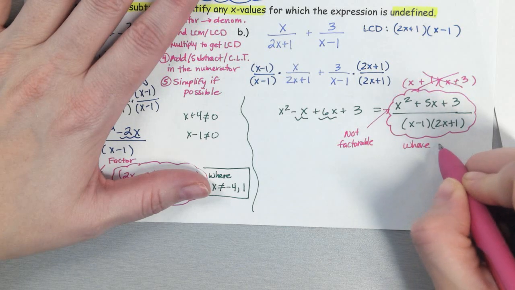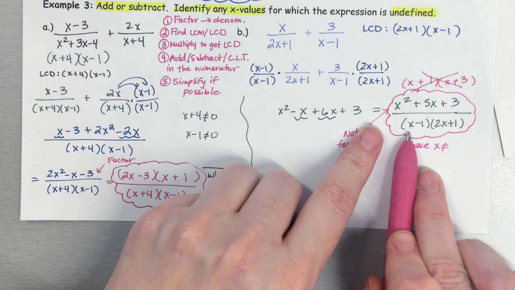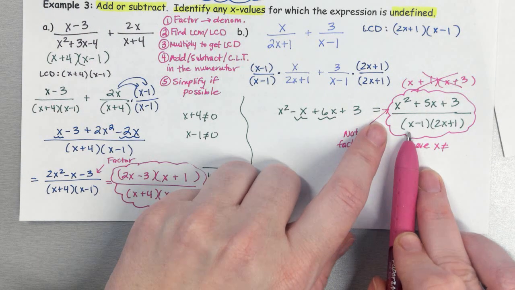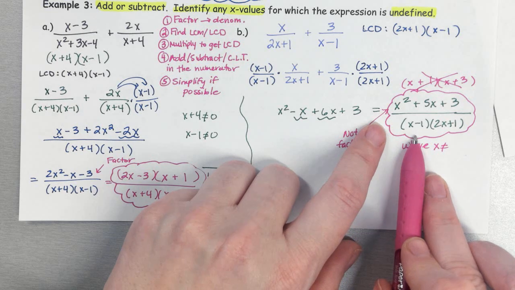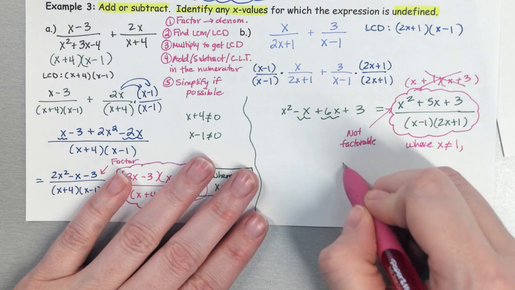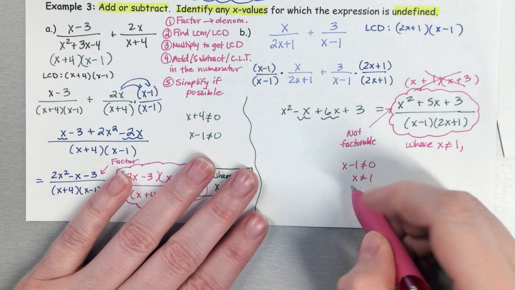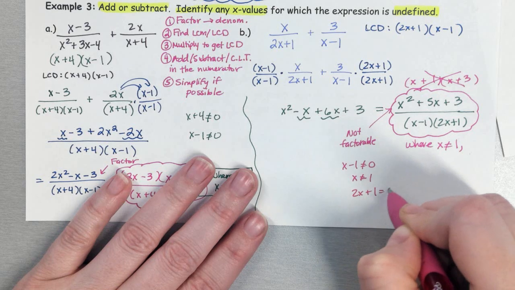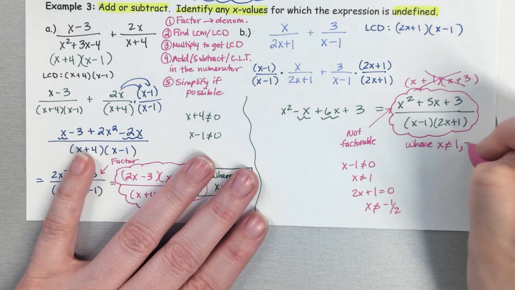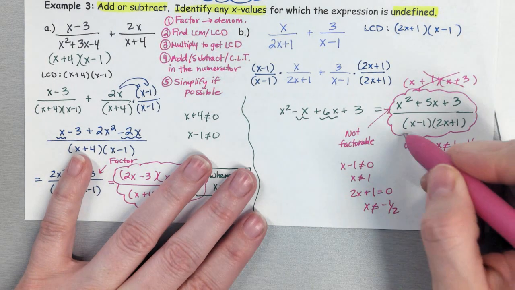So this is where x cannot be. So what would you plug in here to make this 0? What would you plug in for x to make that 0? 1. So x can't be 1. Okay? You can also set this up and solve, that's fine. Same thing with 2x plus 1, right? That means x can't be negative 1/2. Okay?